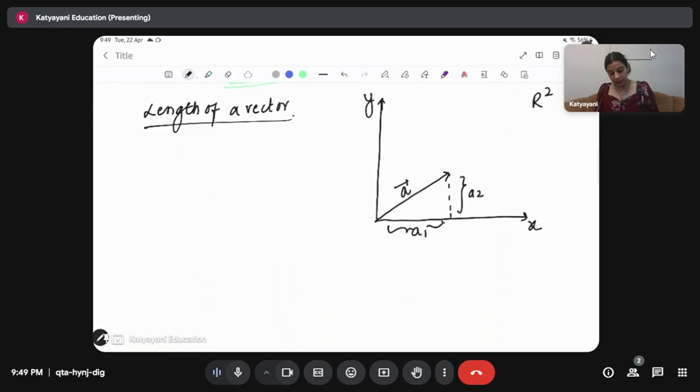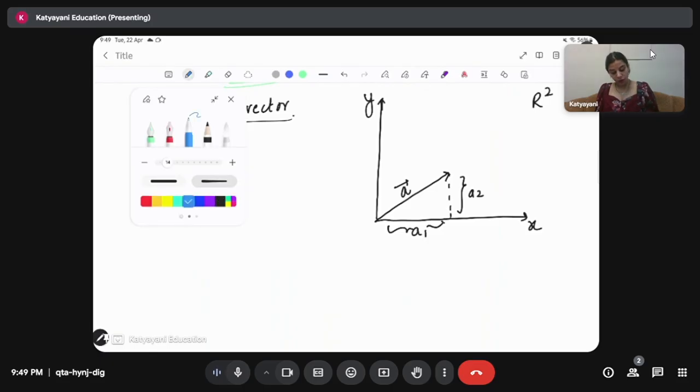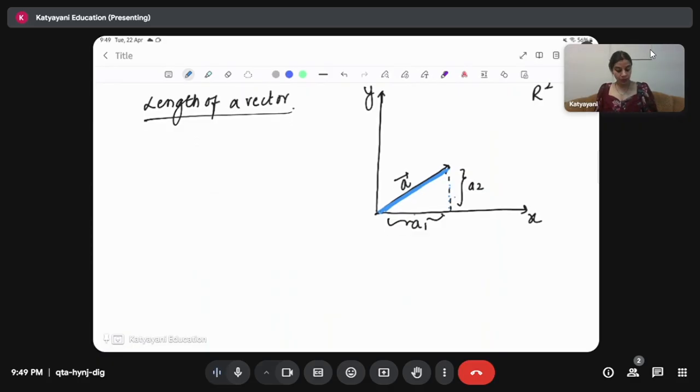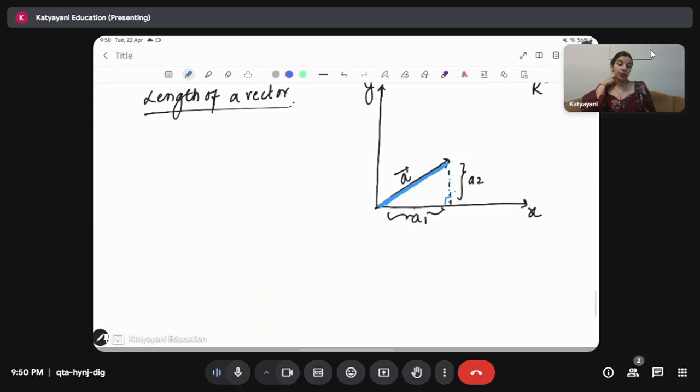I am interested in finding out the length of the vector. Vector क्या है हमारा, ये है ना vector. तो I am interested in this length. मुझे ये blue वाली length निकालनी है, right? What I'm given is कि ये A2 है, this is A2, right? And this is A1. ये मुझे दिया हुआ है, right? इनकी help से मैं कैसे निकाल सकती हूँ length of A, right? So you can see here that by the Pythagoras theorem, this is 90 degree, right? By the Pythagoras theorem, hypotenuse is equal to perpendicular square plus base square, right?